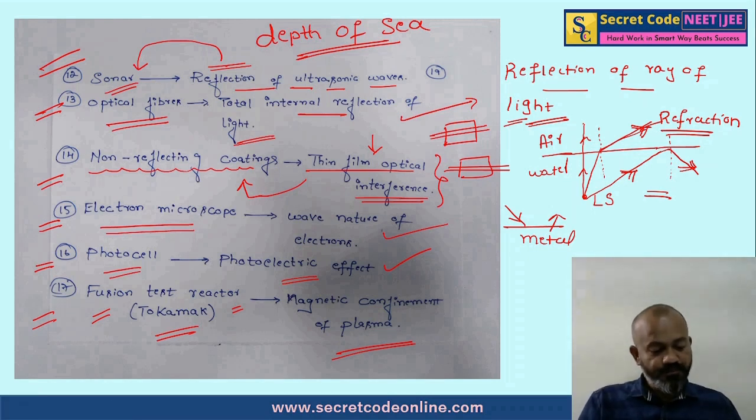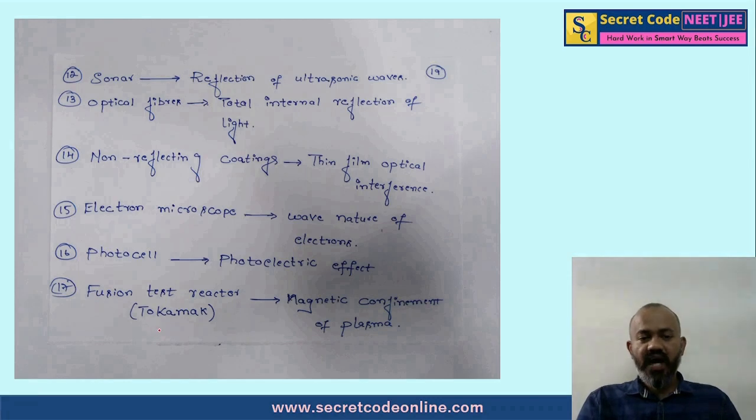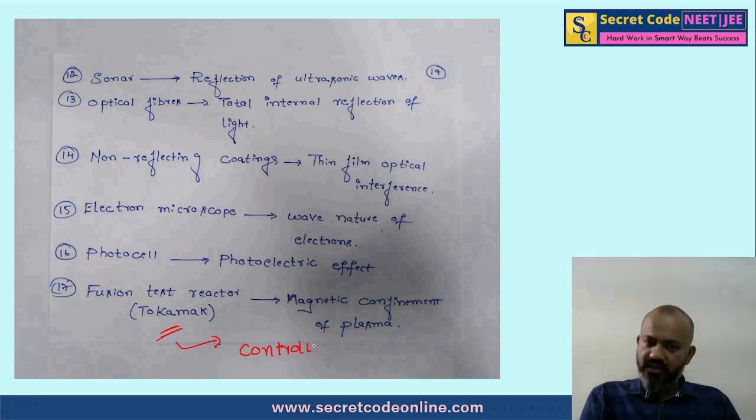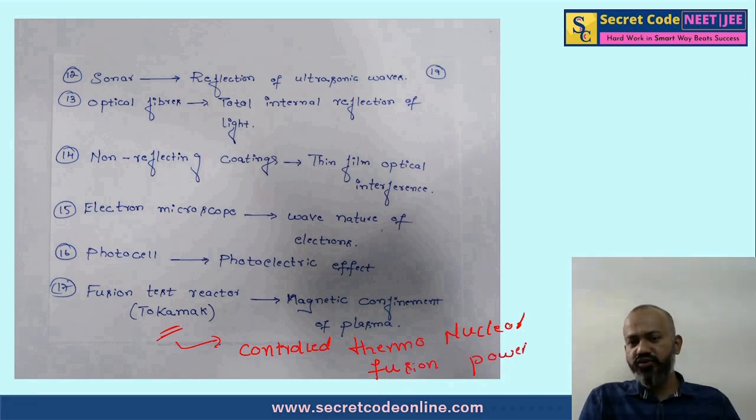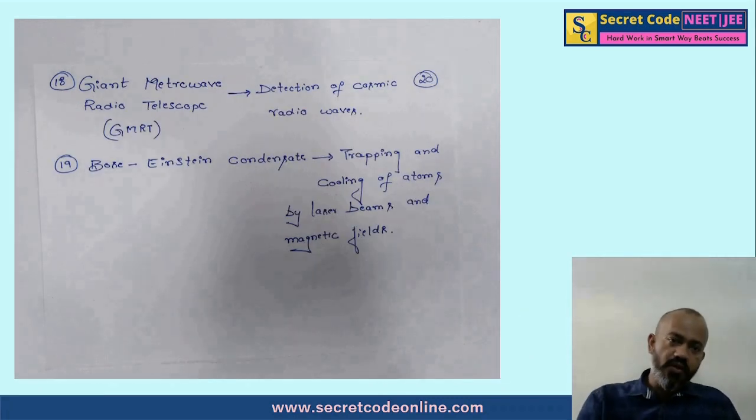What is the application of tokamak? If you ask me, I will tell. The application of tokamak is that they are used in controlled thermonuclear fusion power. They are used to produce controlled thermonuclear fusion power. That is the use of tokamak. Let's move on to the next one.